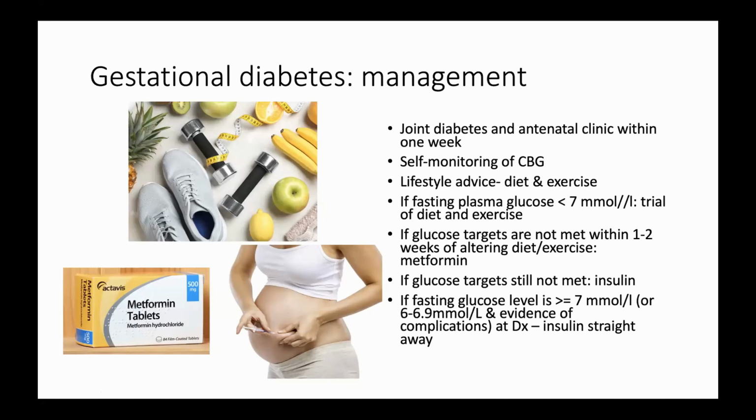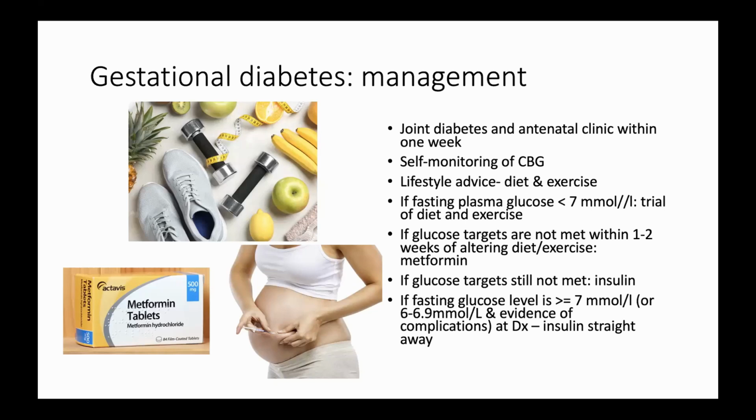If the fasting plasma glucose is between 5.6 and 7, so if it's relatively low, you start off with a trial of diet and exercise. You monitor the capillary blood glucose for a couple of weeks, and if it's still not controlled, then you start metformin in the first instance. So very similar to type 2 diabetes, you start off with metformin. And then if glucose targets are still not met with metformin, then you start insulin after that.